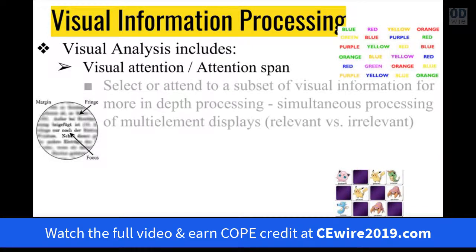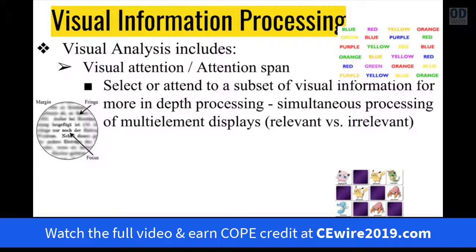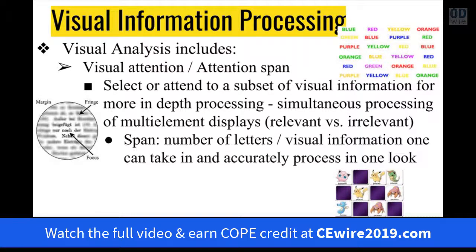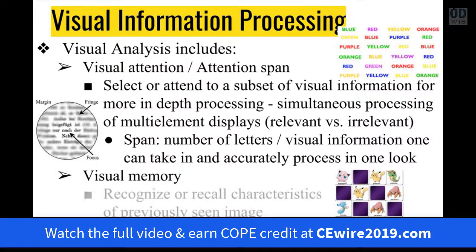Visual attention and attention span. So visual attention is the ability to select and attend to a subset of visual information for more in-depth processing. So this is simultaneous processing of multi-elemental displays. So what is relevant, what is irrelevant in your visual field. And then your attention span is the number of letters or the visual information that you can take in and accurately process in just one look.